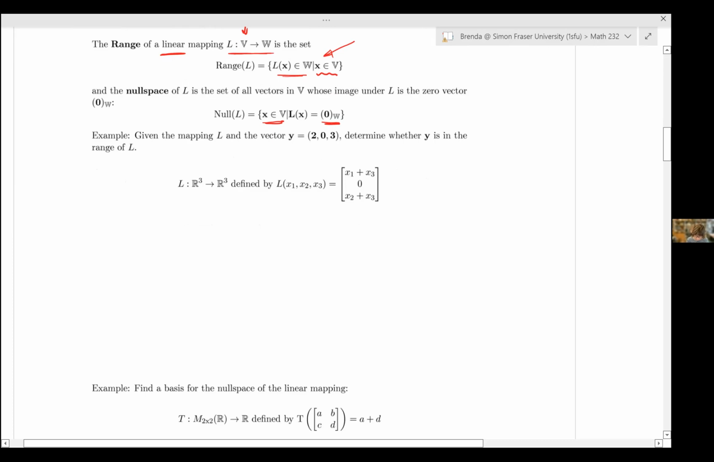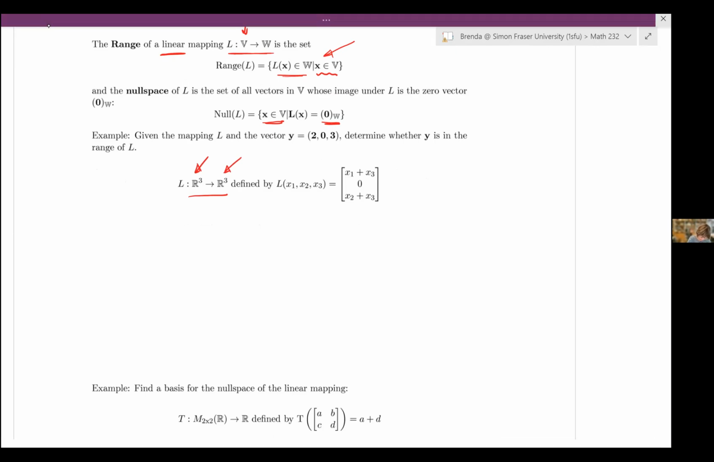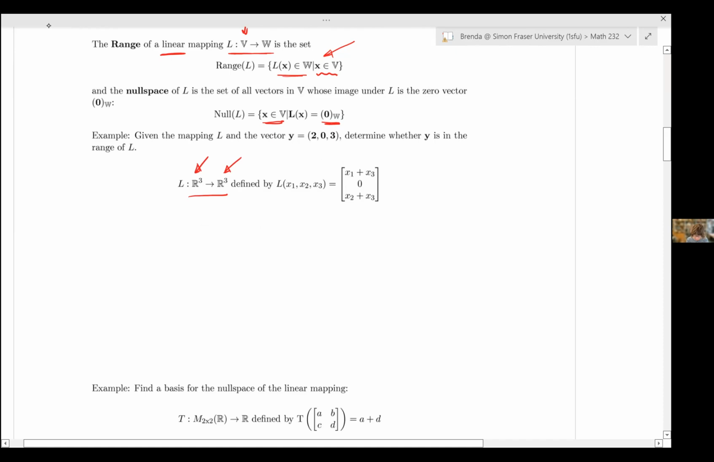We have a mapping L, which is defined right here, R3 to R3. So this is a codomain of R3 and a domain of R3. The input domain is R3, the output codomain is R3. Okay, we have the linear mapping defined this way. We're wanting to know, is this a possible output? Is this in the range? Is there any input vector to which I can apply this transformation and end up with this output? That's what the question is asking.